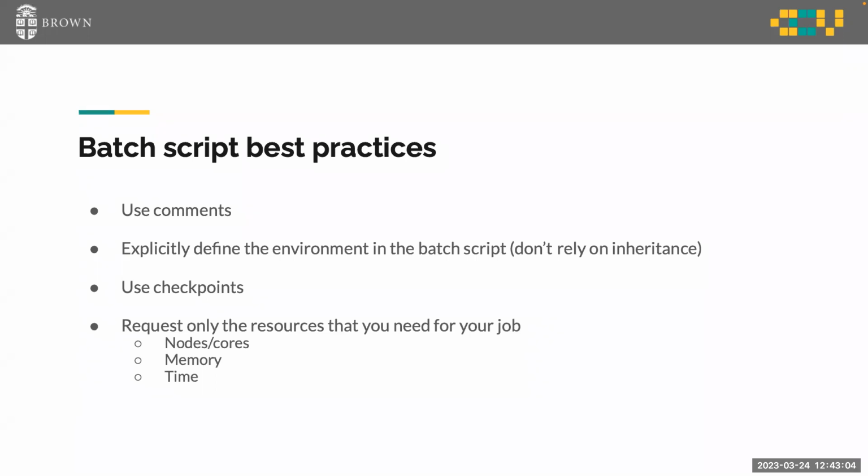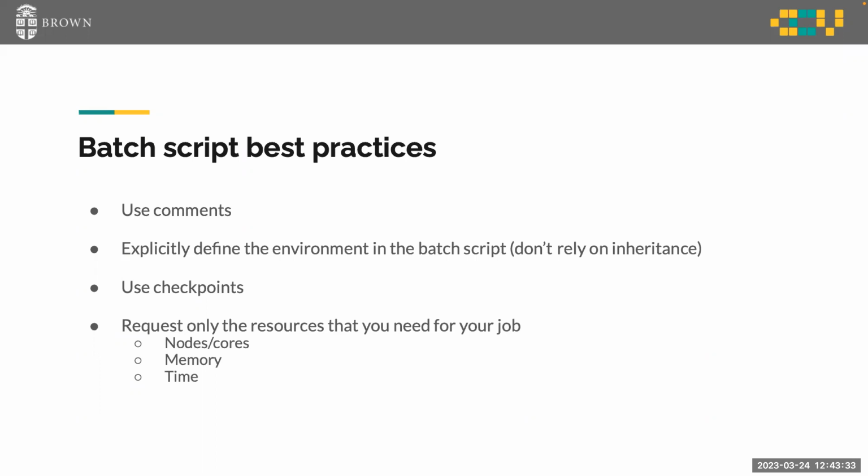And then finally, request only the resources that you need for your job. And again, when we're talking about resources, we're talking about nodes and cores, memory, and time. There are 2 reasons for doing this. One is altruistic. If you request more resources than you need, then while those resources are assigned to you and you're not using them, they're sitting idle, and other people are stuck not being able to use them. So it slows down the throughput on Oscar for everyone.